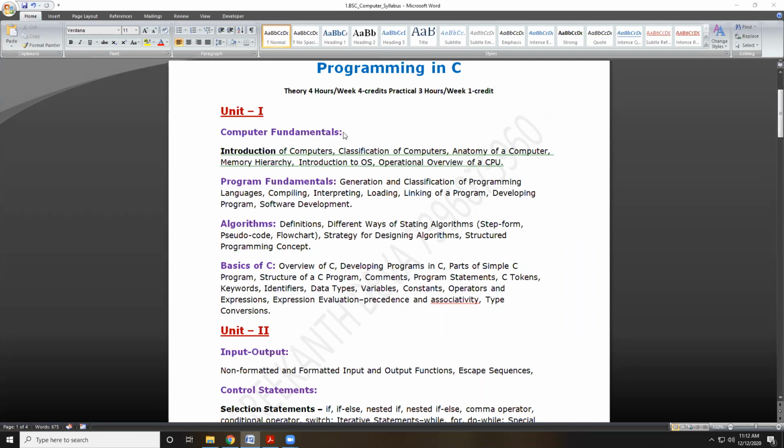Program fundamentals. See, in program fundamentals, we are discussing what is a program, why we need to write a program, how a program is going to be generalized, how we are going to write a program, and we are discussing in detail the classification of different programming languages, what is a compiler, what is the job of compilation, okay, what is compiling, interpreting, loading, linking of a particular program.